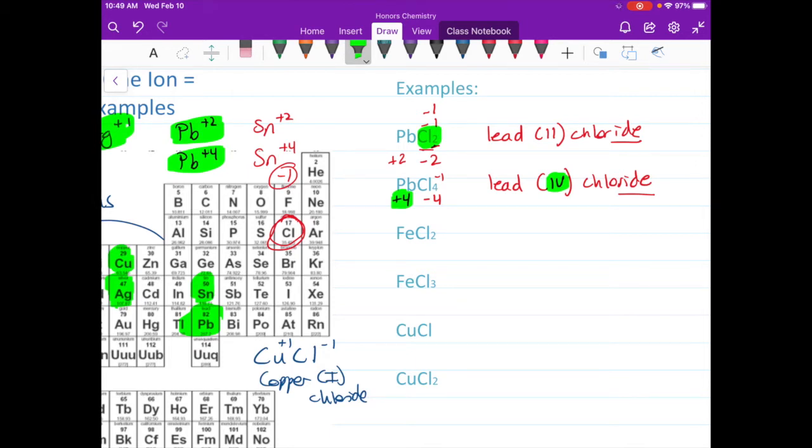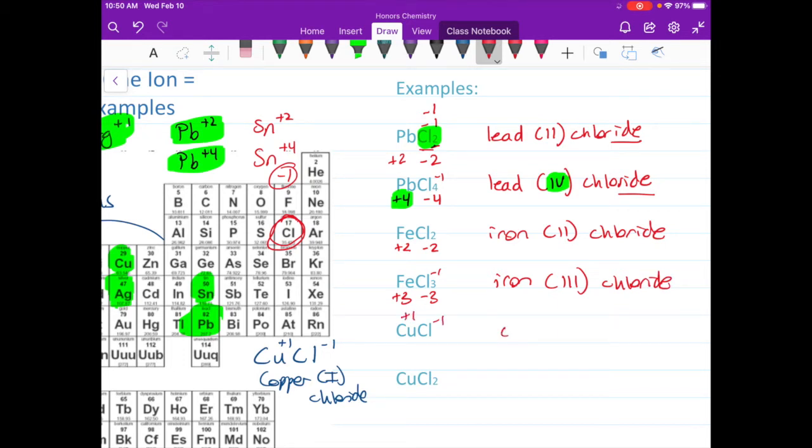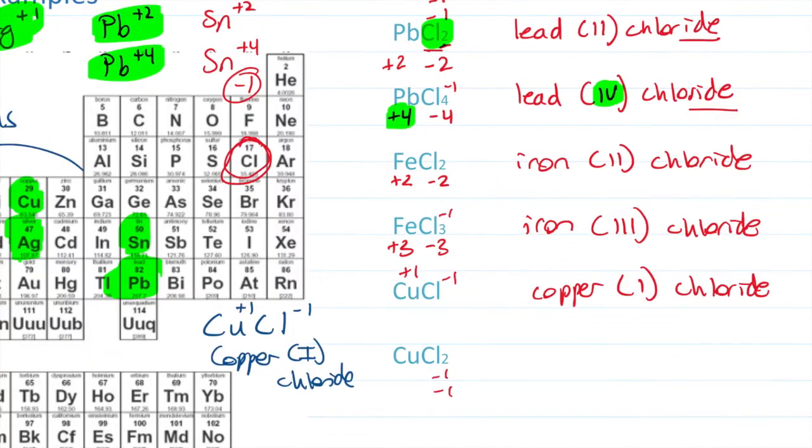So let's go through and let's try name the rest of these. Okay, 2 chlorines, -2, +2. So this is my iron 2 chloride. All right, what about this one? -1, there's 3 of them, so -3, +3, iron 3 chloride. How about this one? -1, +1, oh, copper 1 chloride. How about this one? -1, -1, which is -2, so this one has to be +2, copper 2 chloride. And you can see it becomes very easy. What you must not do though, however, is now go start putting Roman numerals next to everything. Just use your Roman numerals for the multivalent compounds.